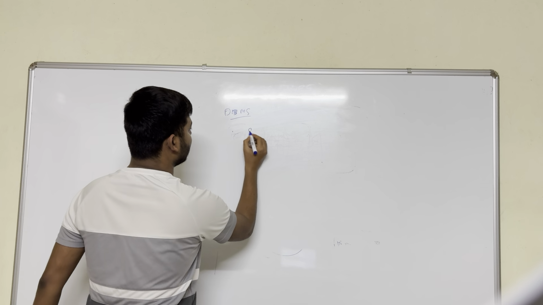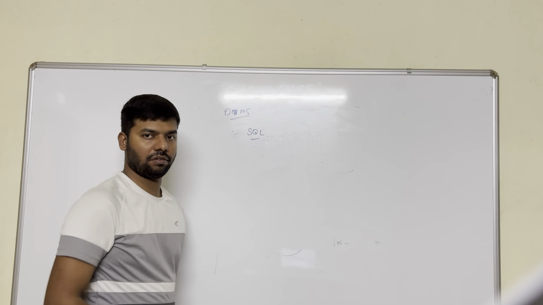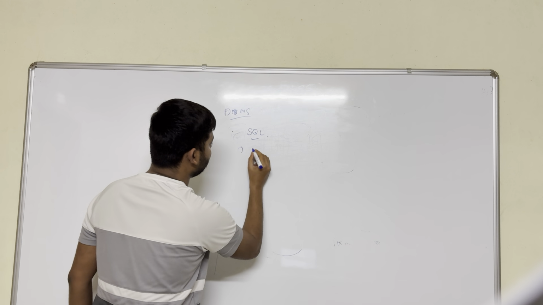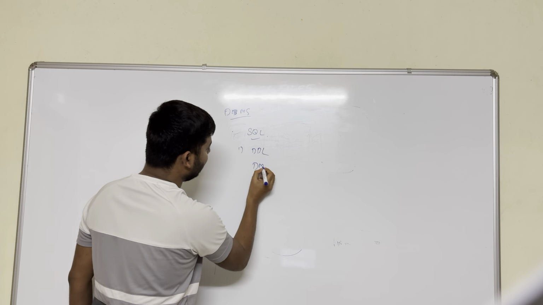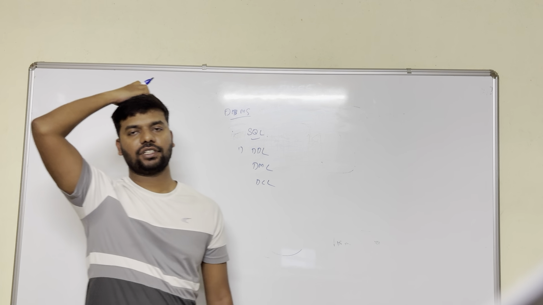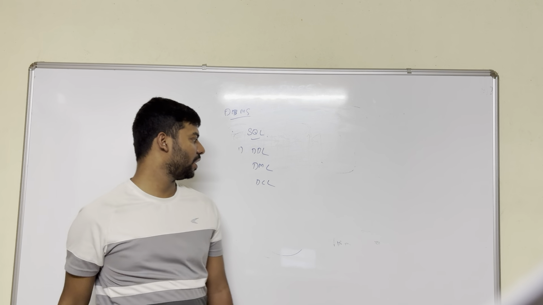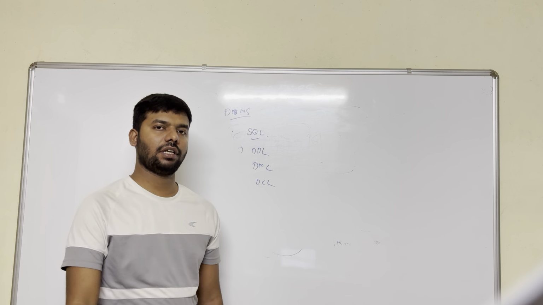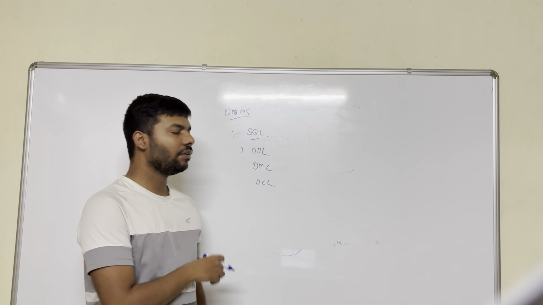Next is structured query language, which we call SQL. Here we have three types of commands: DDL, DML, and DCL. DDL is data definition language. DML is data manipulation language. DCL is data control language. So in DDL, what happens?